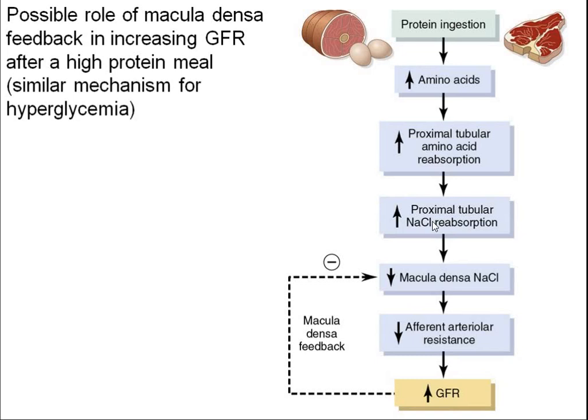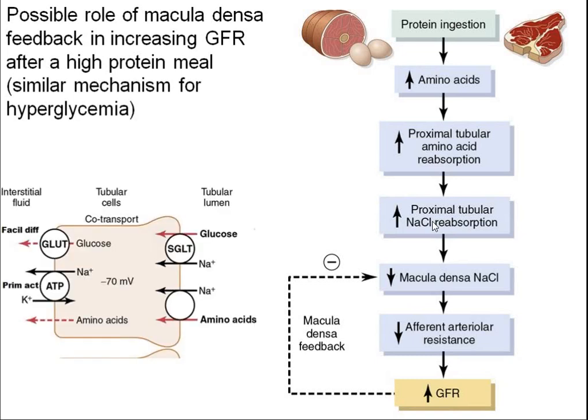And how does this occur? If you remember this particular pathway, glucose, proteins and amino acids are reabsorbed by secondary active transport. So whenever more amino acids or more glucose is reabsorbed, more sodium also gets reabsorbed. When this is reabsorbed, less sodium will reach the macula densa cells. And when less sodium is reaching the macula densa cells, it will decrease the resistance of afferent arterioles, causing an increase in GFR. I hope that doubt is clear.